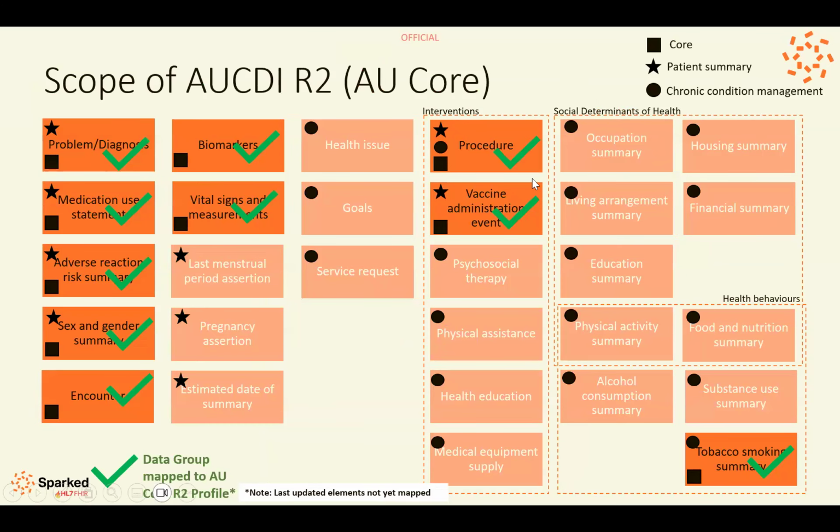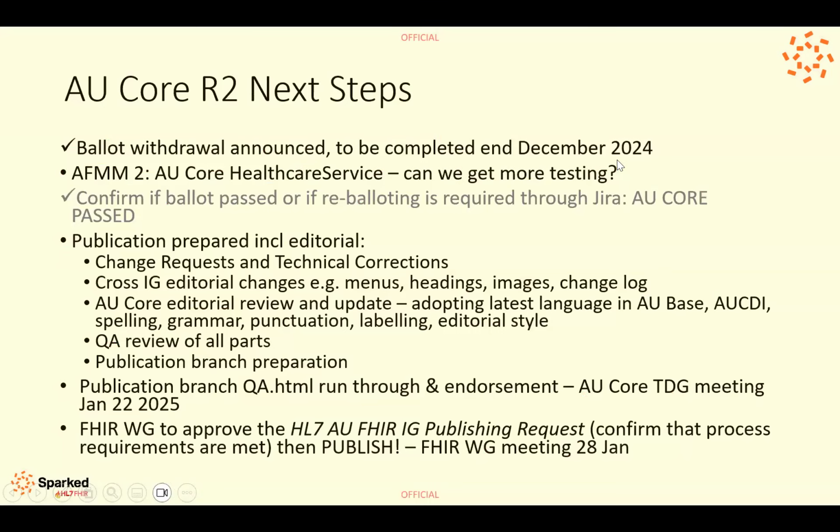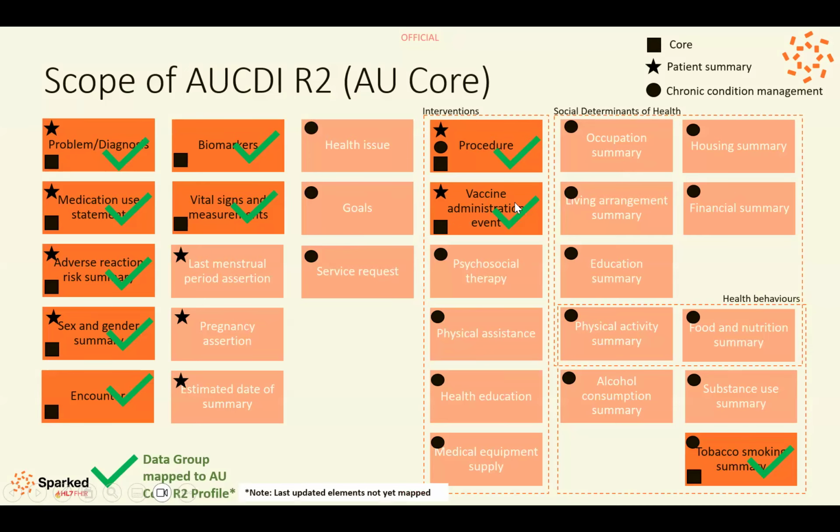And so what that does at a macro level of AUCDI coverage, so AUCDI R2 as covered by AU Core R2, we now have coverage of all the core data groups. So AUCDI has data groups under different cases: core, patient summary and chronic condition management. The ones in dark orange are the core data groups, and we now have coverage of those. Reminder that we have not yet tackled last updated. And so that's on our backlog to consider whether or not we can tackle that in R3, whether or not this is the right time to be implementing that.